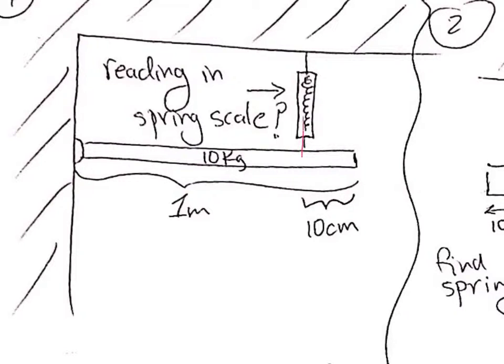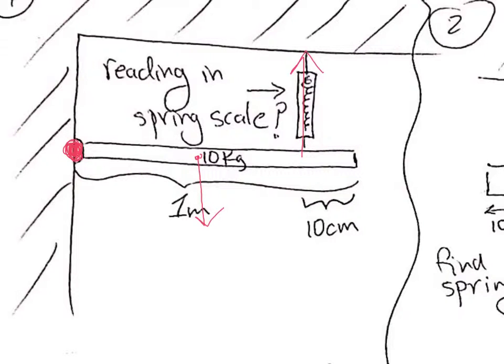Torque is provided by the spring scale like this, and torque is provided by the center of mass like this. If the thing's not moving, which it isn't, it means that the torque around this point of rotation will be equal in both directions. So I chose this as the point of rotation.